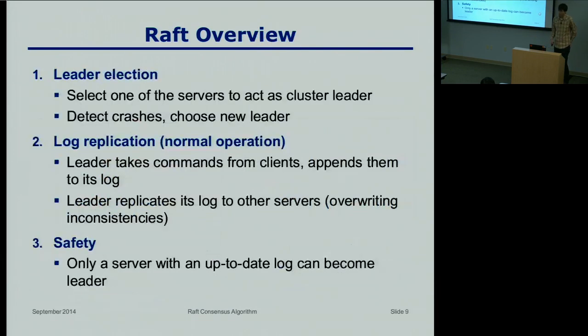So I'll be using a visualization to do that, but first, kind of an overview so that you're not too lost. Raft is split up into 3 parts: leader election, log replication, which is what happens during normal operation, and then safety to tie these things together and actually create a consistent system. In leader election, the idea is to select one of the servers to act as the cluster leader. And if that server were to go down, we want to detect a crash and select a new leader to take its place.